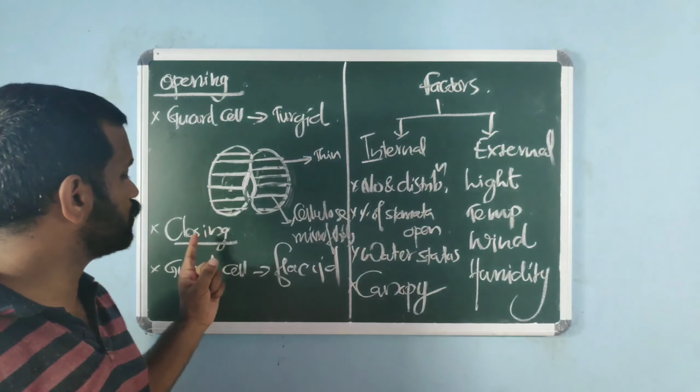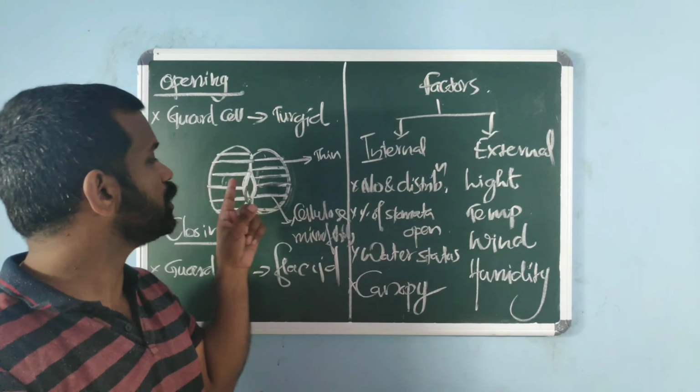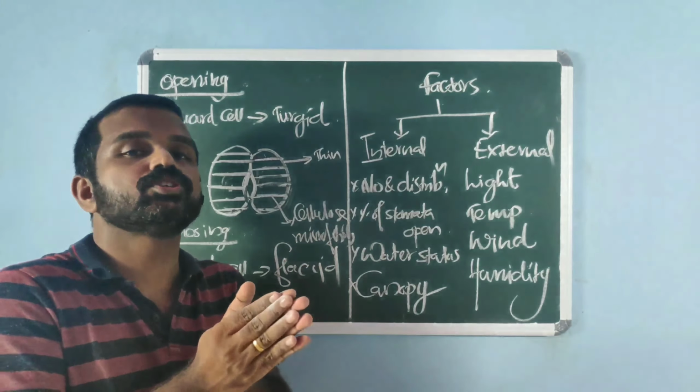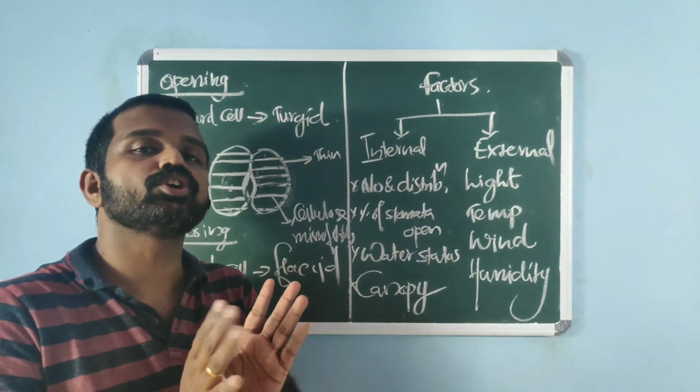The next point is about closing of stomata. When the guard cell becomes flaccid, the inner wall regains its original shape, which leads to the closing of stomata.